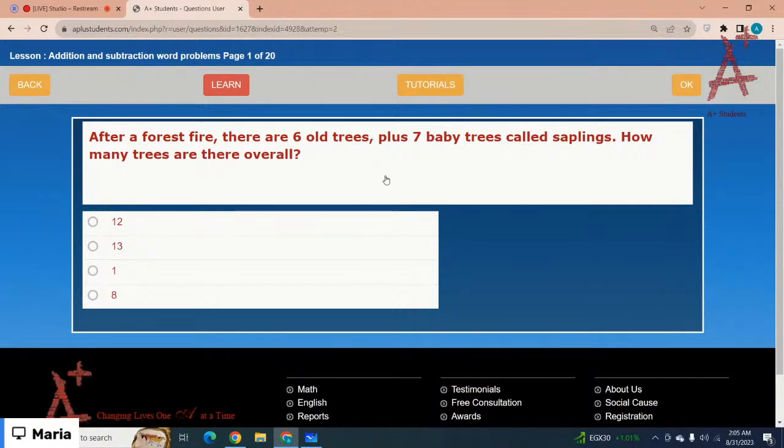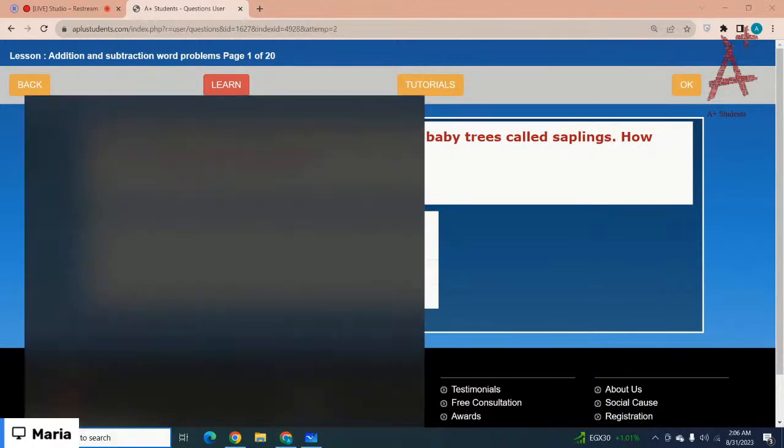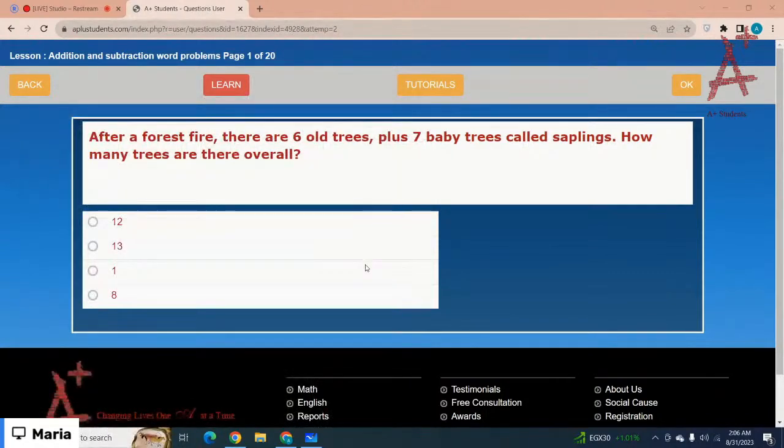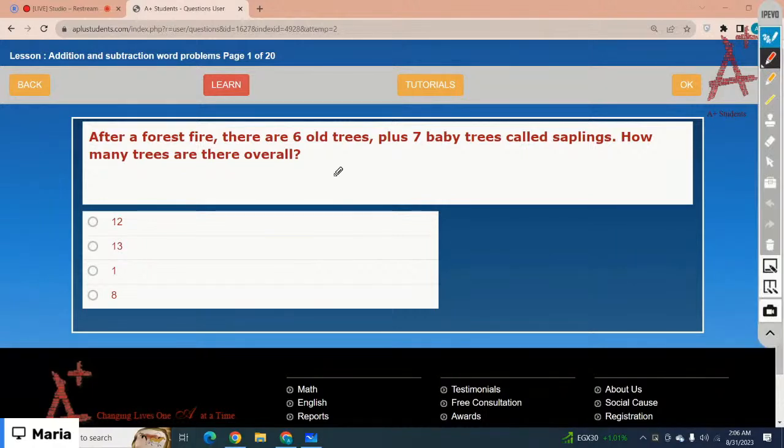So what do you have to do, add or subtract? Whenever you have to count things all together, overall, together, that means you have to add. Here you have the words how many trees are there overall, so you have to add 7 plus 6. 7 plus 6 makes 13. That means the total trees overall are 13.